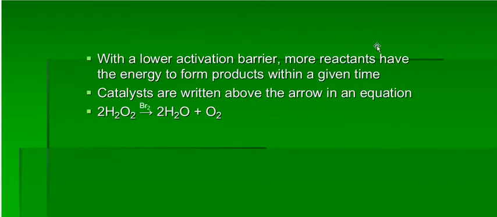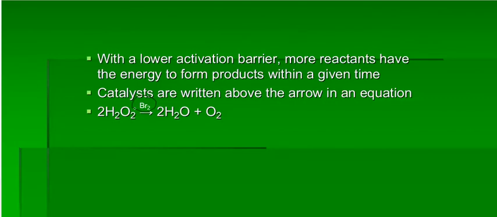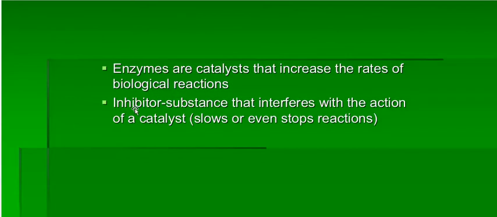Catalysts are written above the arrow in an equation, so anytime you have something written above the arrow, like in this case I have Br2, that is a catalyst. Catalysts are written above the arrow because they're not a reactant, they're not a product, they simply lower the activation energy. They don't get used up in the reaction, so they're written above the arrow. Enzymes are catalysts in biological reactions, if you've heard the term enzymes. I can also slow down a reaction if I want to by adding what's called an inhibitor. So an inhibitor slows down, sometimes even stops reactions.